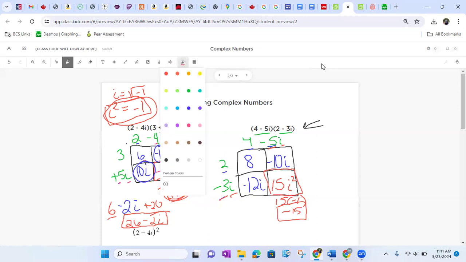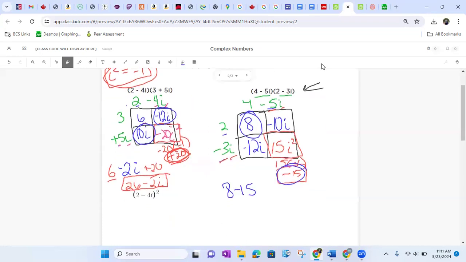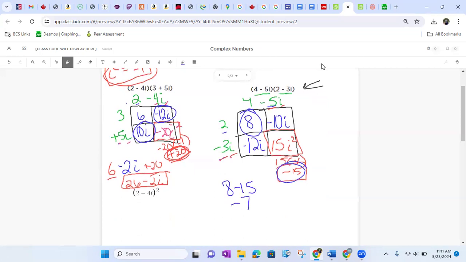Okay, and from here, we're just going to start collecting like terms. So I'm going to have the 8 plus the -15. So 8 minus 15. Well, what is 8 minus 15? That is -7. And then we have the other piece that's here, -12i plus -10i. -12i plus -10i. That's going to bring us to -22i. So we have -7 minus 22i is our final expression when we multiply those complex numbers.